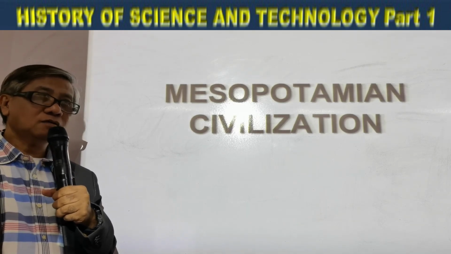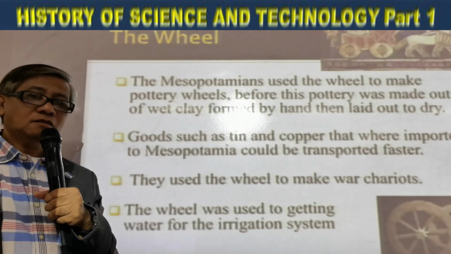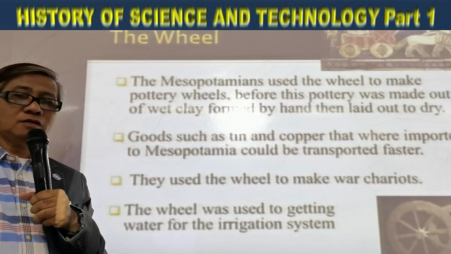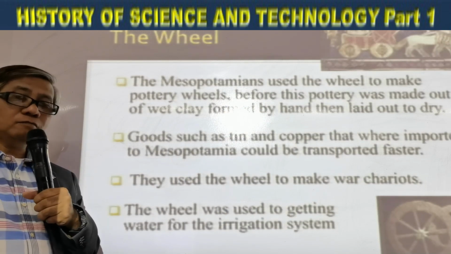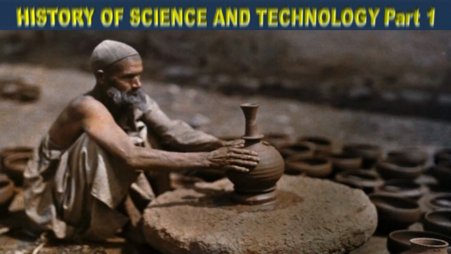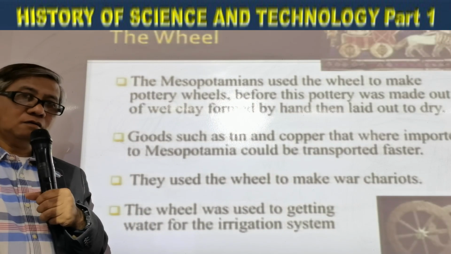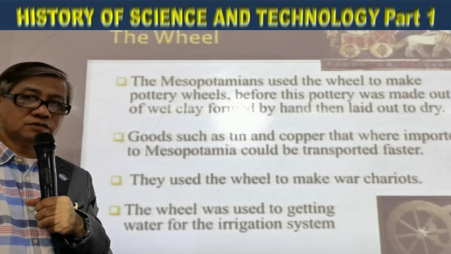Now, the Mesopotamians, they actually invented the wheel. Now, we know the extreme importance of the wheel. The wheel has changed the world. And the Mesopotamians invented the wheel, and they used the wheel to make pottery wheels. Now, before, pottery was made out of wet clay, formed by hand. But this time, because of the wheel, umiikot yung clay and they can shape the clay to a much more accurate, probably precise shapes. Alright?